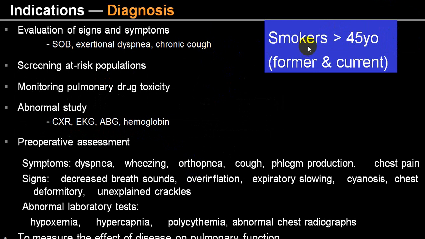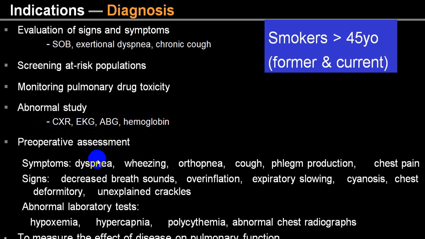Any person who is a smoker for more than 40 years, you must go for PFT. If a person has shortness of breath, exertional dyspnea, chronic cough, screening of a risk population, particularly persons working with industrial pollution, to find out the drug toxicity on lung. If there is any abnormality in chest X-ray, ECG, ABG, or there is an abnormal hemoglobin like polycythemia, secondary polycythemia.